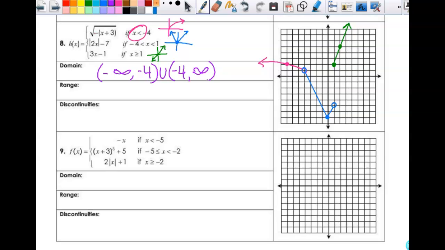Okay. All right, so then my range. Is my range all real numbers? No. Where do I start? Negative 7. Do I include negative 7? Yes. And I've had hesitation from a lot of people today on that.